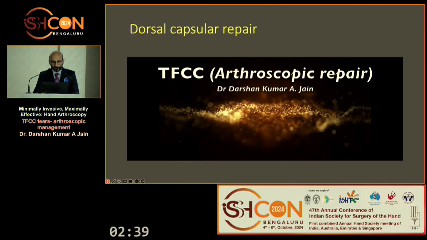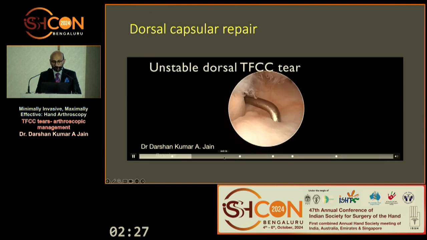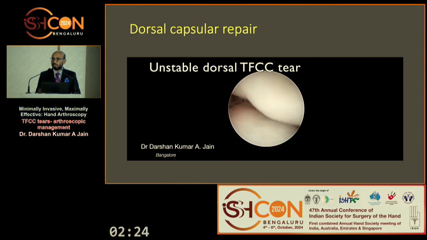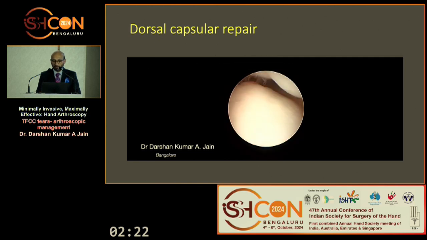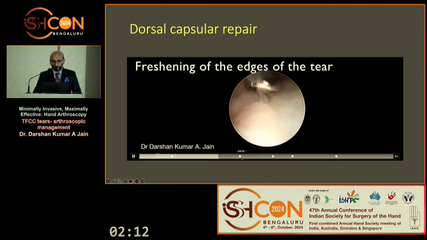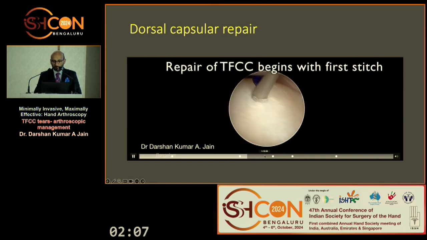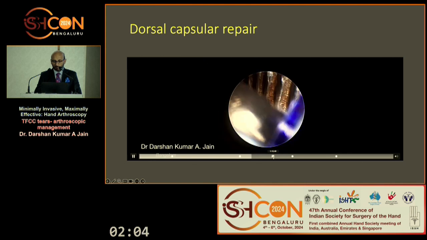And this is another case of a dorsal capsular tear, subluxed TFCC, 3 months post injury, still complaining of persistent pain. Once you see, the dorsal capsule is quite floppy and you can easily lift it off. We did a foveal scopy as well, and we visualized that it was intact, but the dorsal capsular tear was quite big. So once you debride that, I used PDS for this case. That's the first suture.